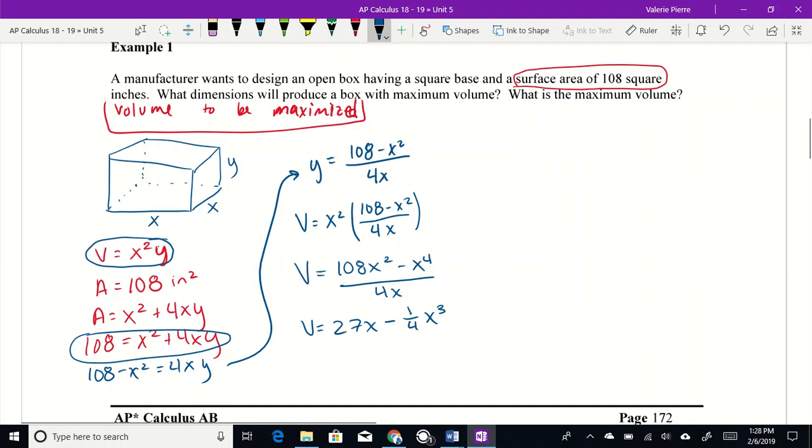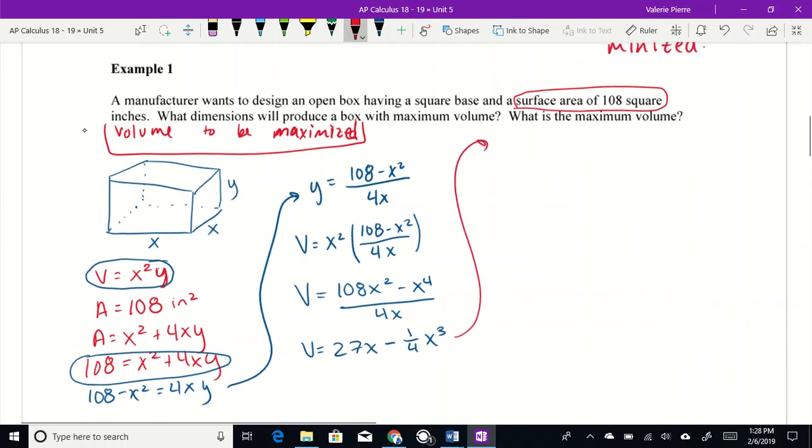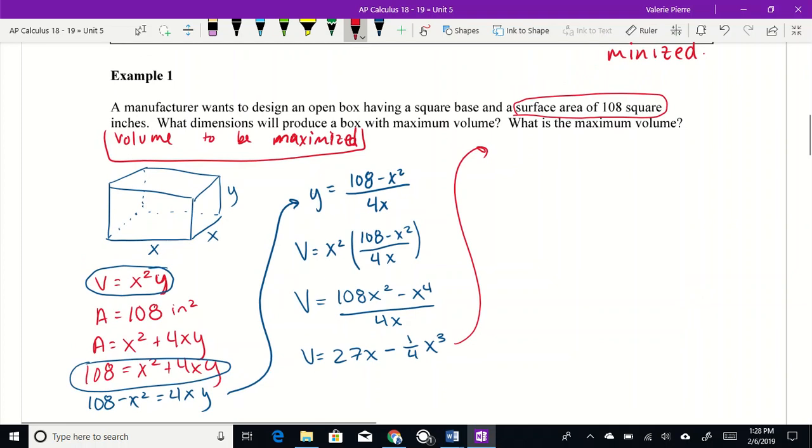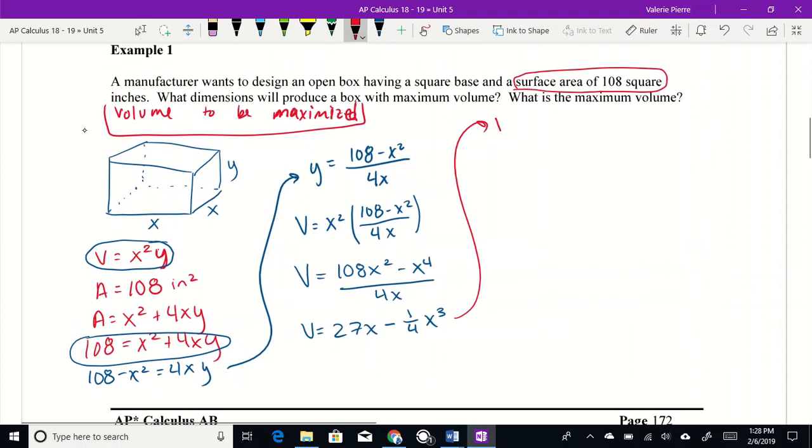So I have completed steps 1 through 4. Now to move on to step 5, where I actually do the calculus. So I'm going to find the derivative of volume. So I want V prime, and that'll be equal to 27 minus 3/4 x squared.